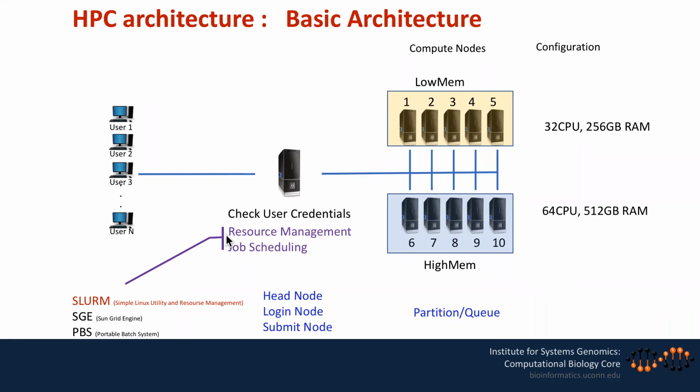There are different resource management and job scheduling software. SLURM, which stands for Simple Linux Utility for Resource Management, is the most common nowadays. The majority of the clusters are using SLURM, but there are other ones out there which might be using SGE and PBS. These are different resource management and job scheduling software.